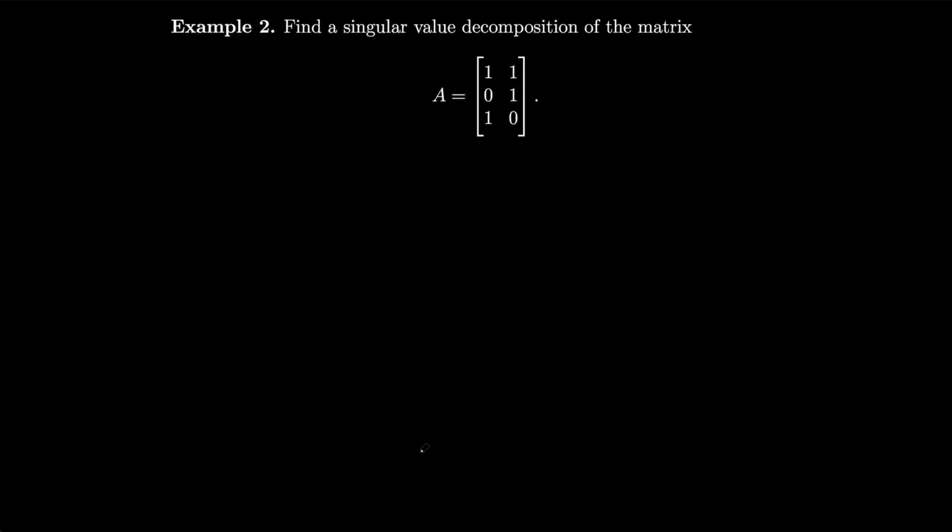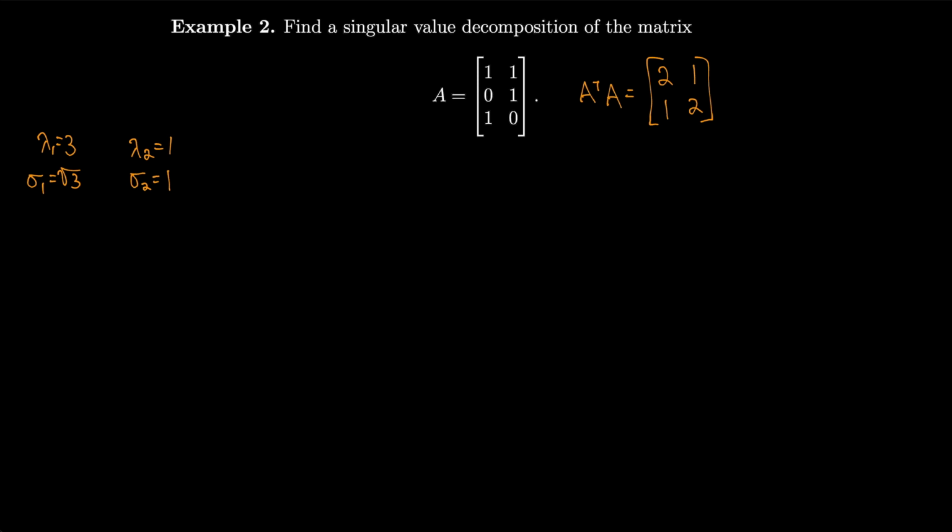Let's do an example where we find a singular value decomposition of the matrix we were looking at before. So remember that we said that A transpose A was equal to 2, 1, 1, 2. So we also had that lambda 1 was 3, lambda 2 was 1, which gave us singular values of square root of 3, and square root of 1 is 1.